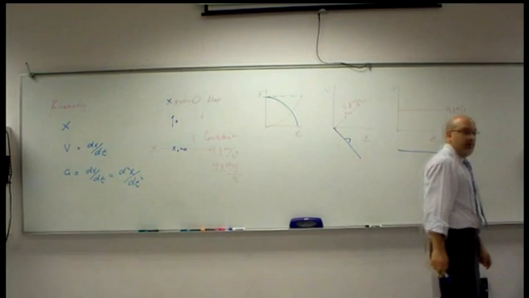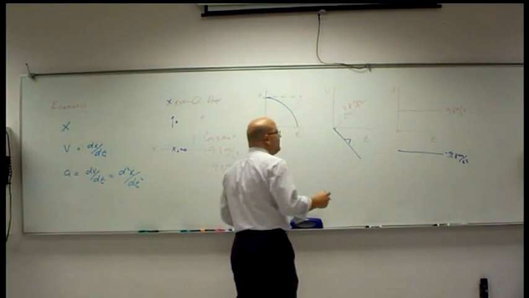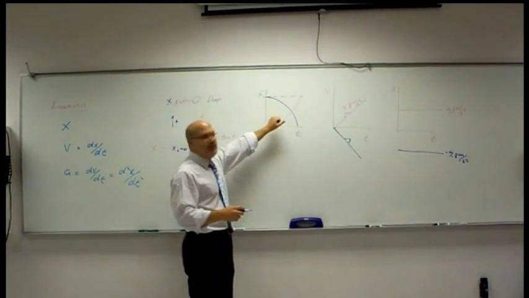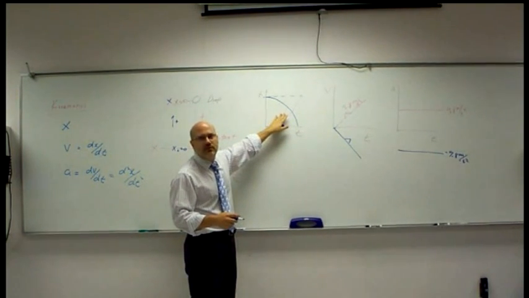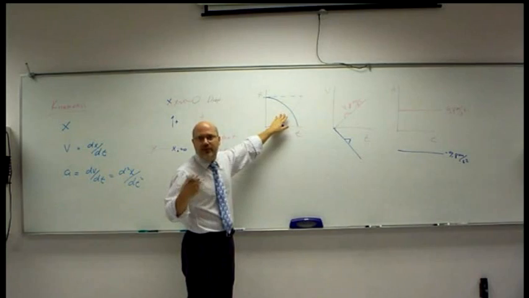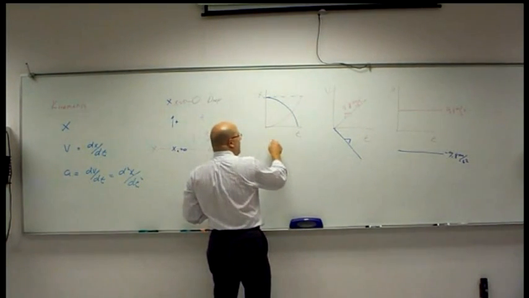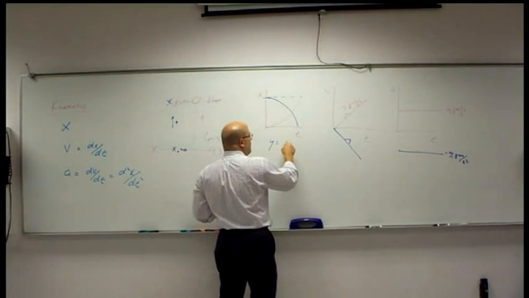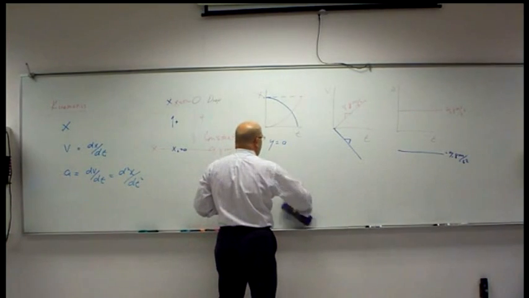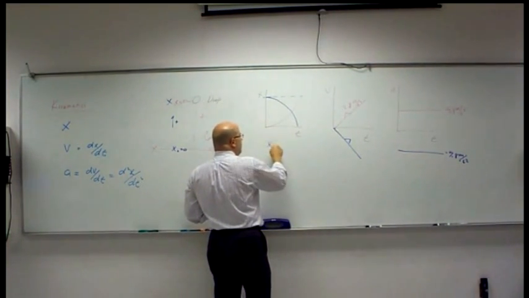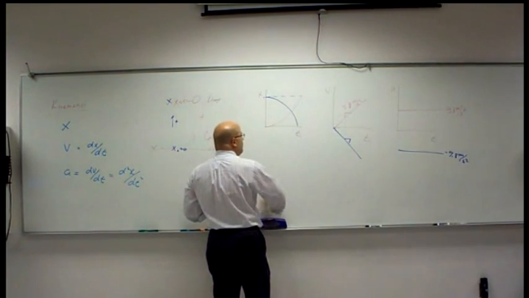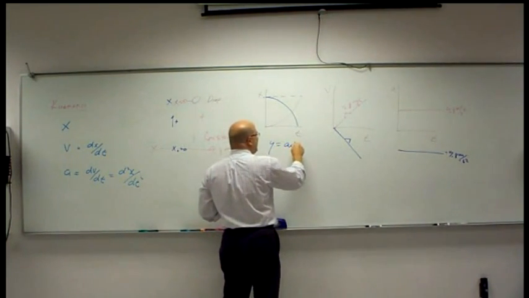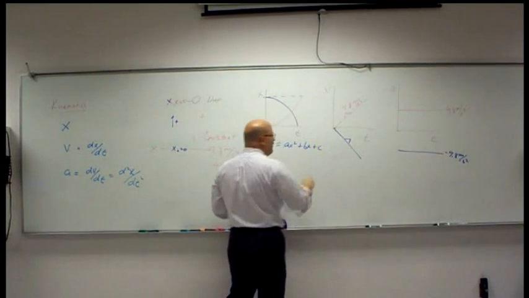All right, now here's the deal. For constant acceleration then, what's the equation of this graph? In math class, x squared. It's a quadratic with an x squared in it, right? Usually it's y equals ax squared plus bx plus c, right?